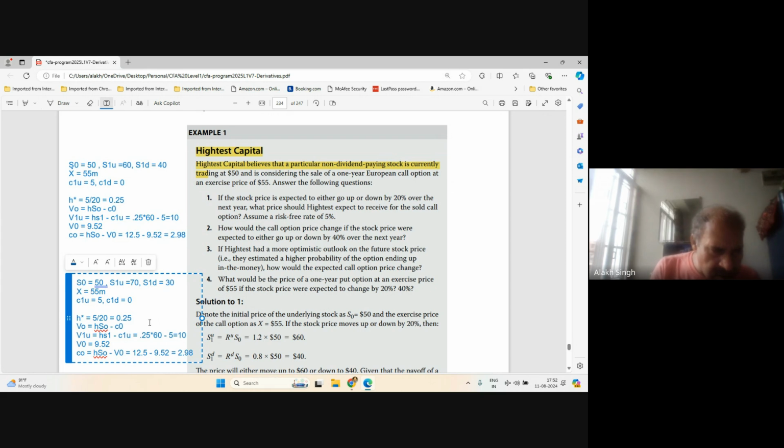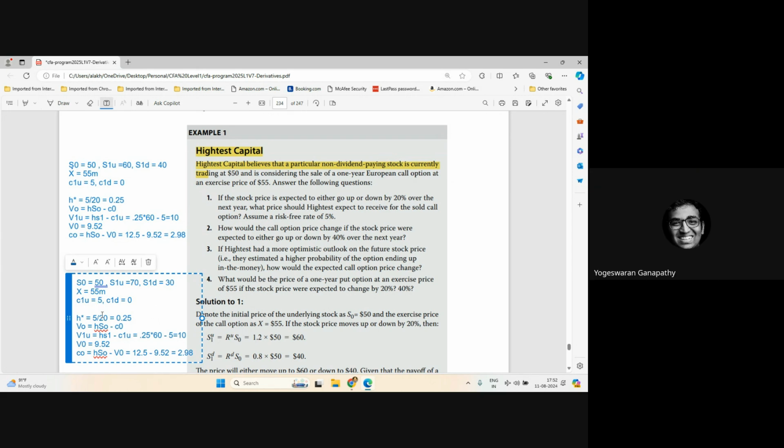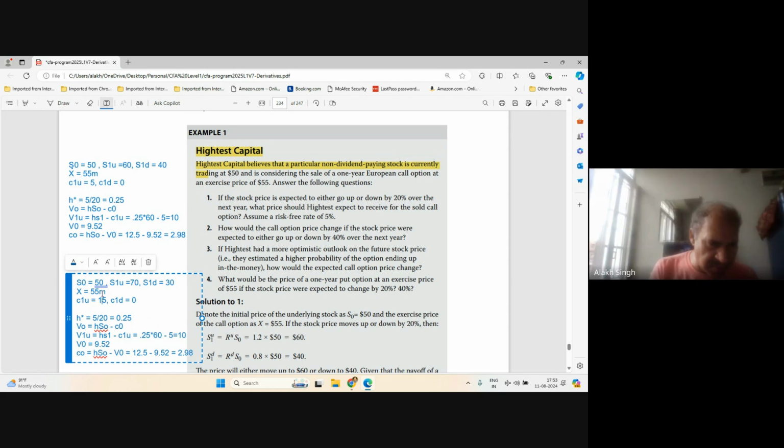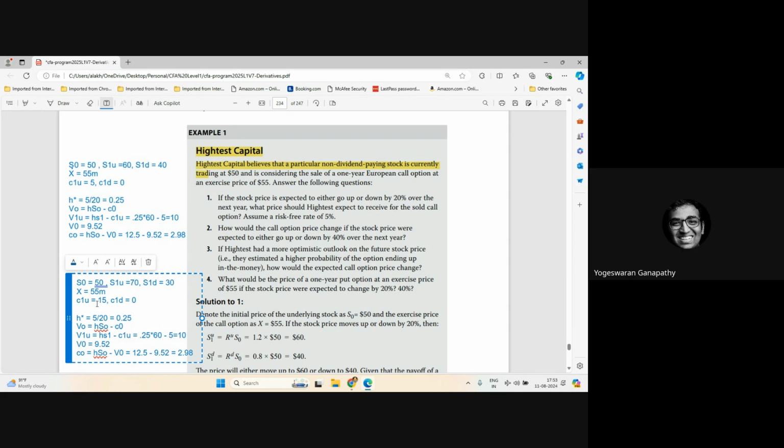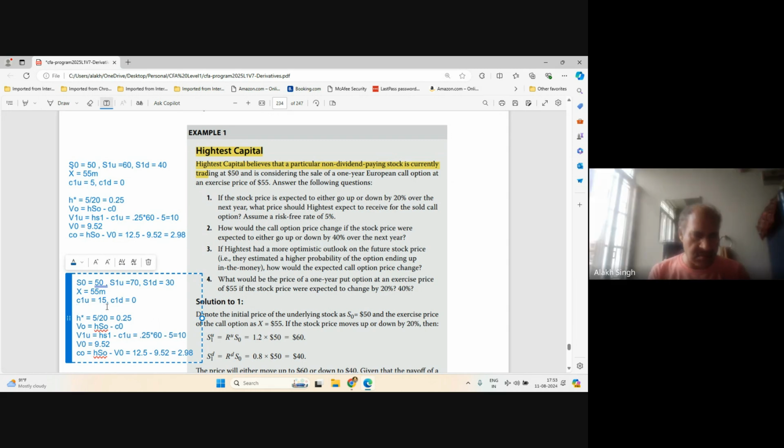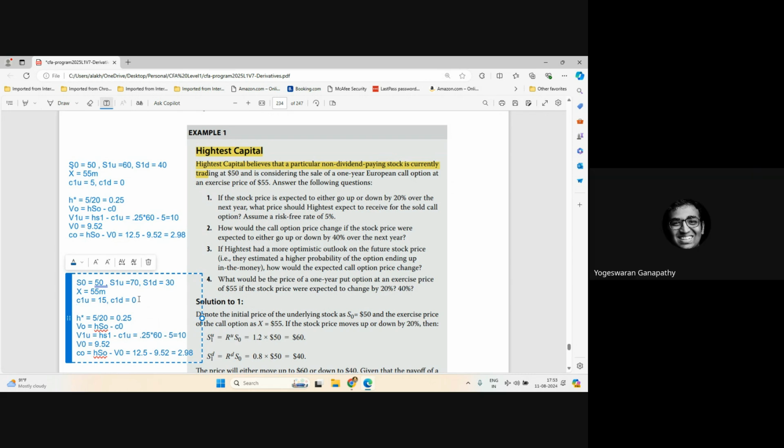Next one is 55, no change. What is C1U? C1U would be 70 minus 55, so 15. And C1D is equal to 0. Yes, that's for sure.